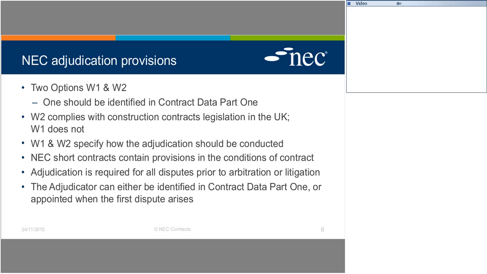Now, in NEC, there are similar provisions across the entire suite. Just in case there are any brief differences, today I'm focusing on the engineering and construction contract. There are two options labelled W1 and W2. And as with all of the other options to do with secondary options, main options, and so on, this one should be identified in contract data part 1 in the opening sentence.